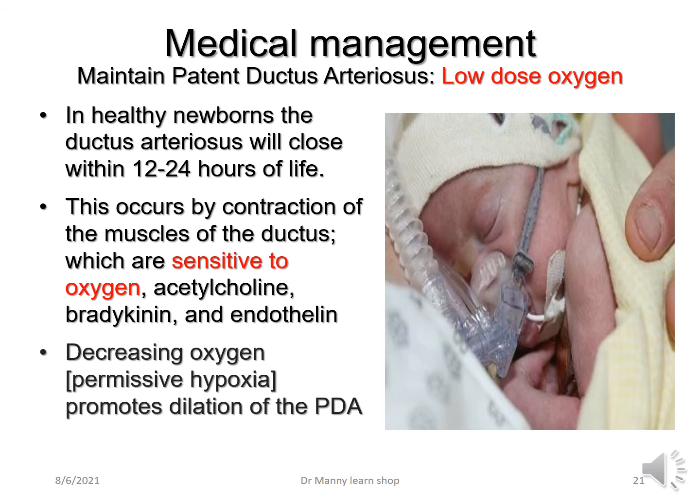Also, utilising low-dose oxygen again, because as we mentioned previously, in healthy newborns, the ductus arteriosus closes about 24 to 48 hours after birth, and this occurs because of contraction of the muscles of the ductus, which is sensitive to oxygen. And decreasing the oxygen, permissive hypoxia, promotes dilation of the patent ductus until other interventions are available.